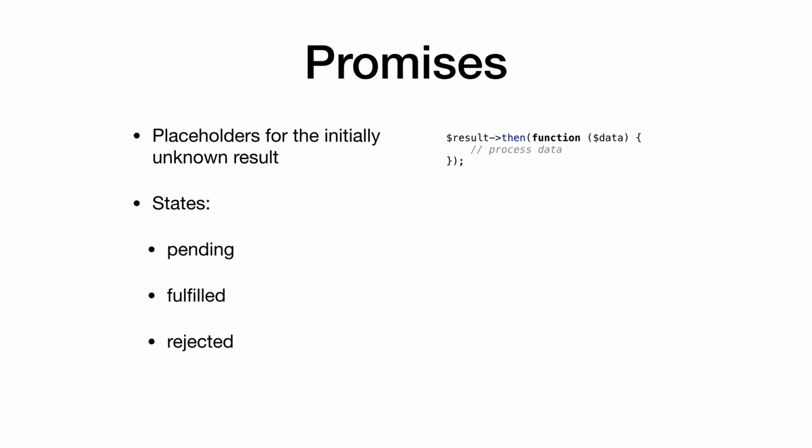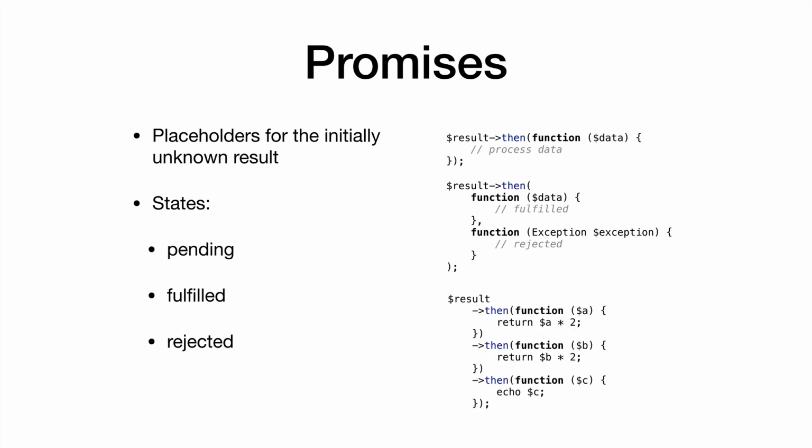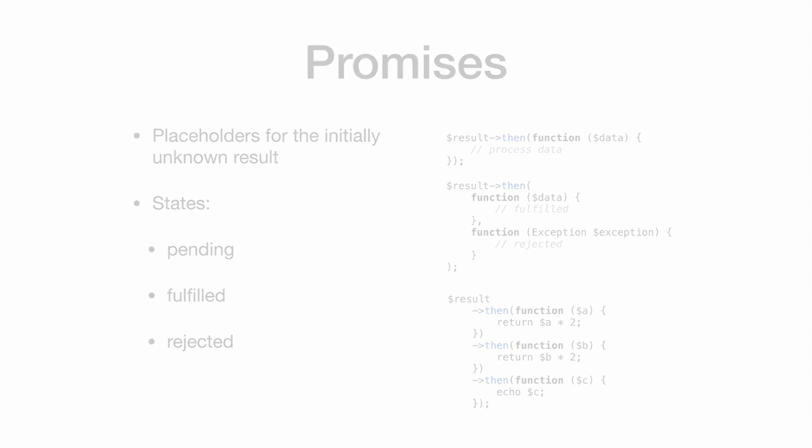Method then also accepts two arguments. The first callback is being called when the deferred process is successfully finished. The second one if it fails. We can also chain promises and provide different callbacks to process the results. For example, if the result of the deferred process equals 1, we multiply it by 2 and pass 2 as an argument to the second callback. Again, we multiply it by 2 and then print 4.